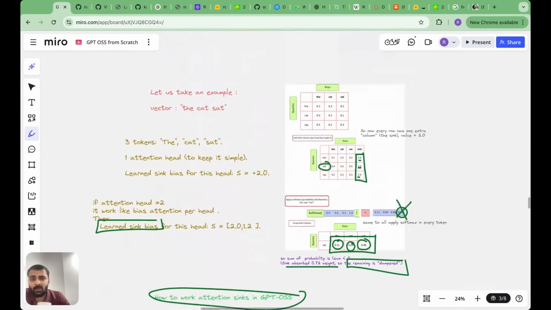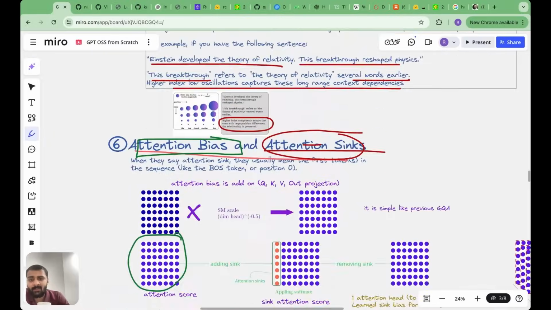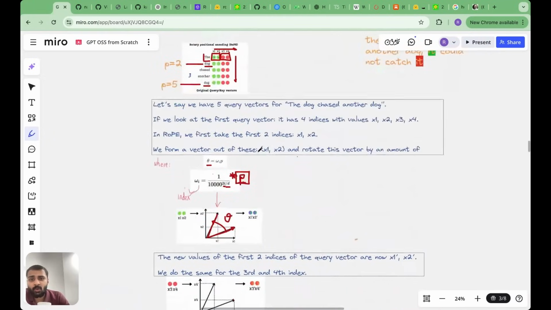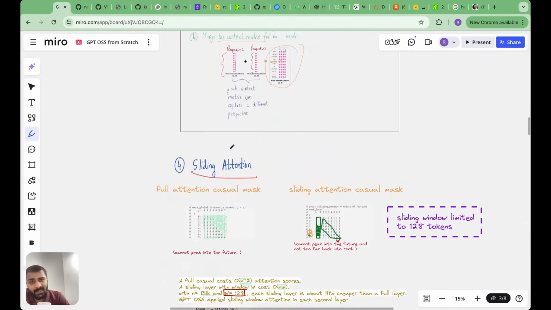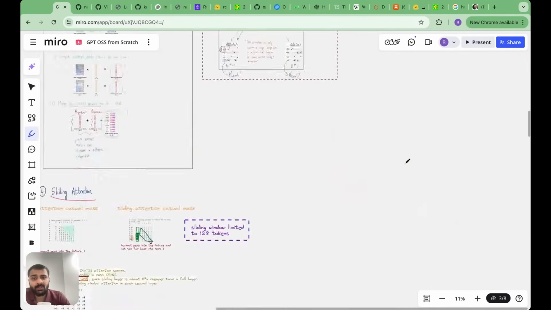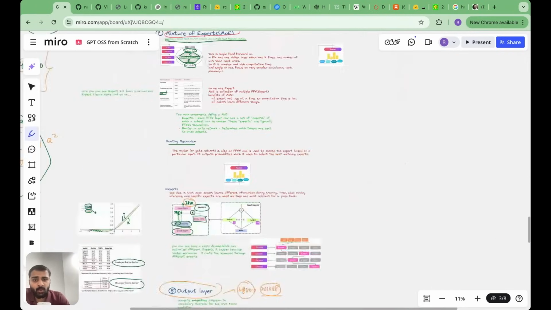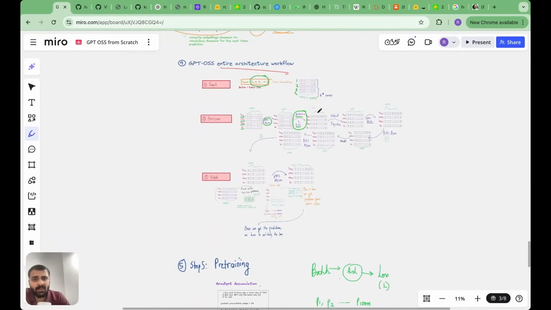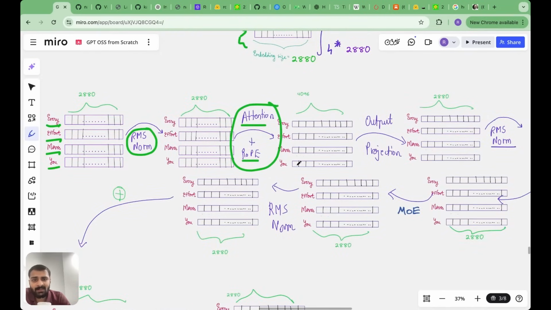Remember, we have seen all about this now. We have learned what attention bias is. We have learned what rotary positional encoding is and sliding attention is. We also have learned about grouped query attention. GPT-OSS uses 64 heads with the grouped query attention ratio of 8 is to 1. All these things actually happen in this block.